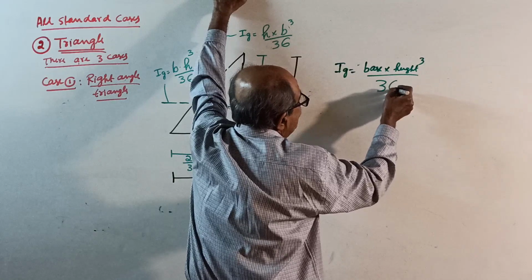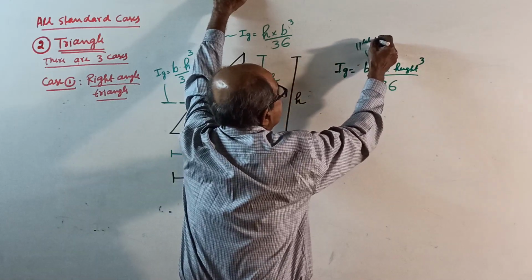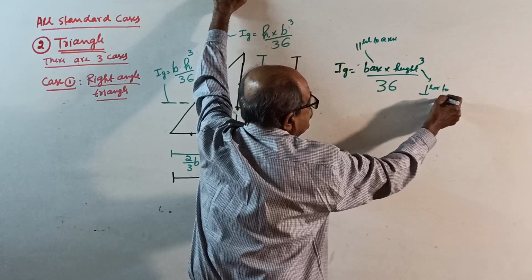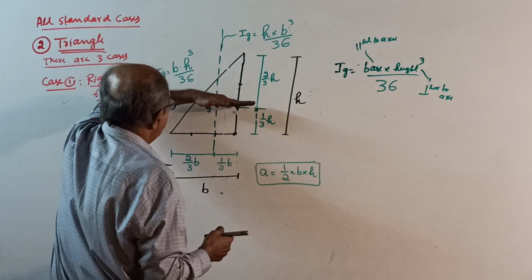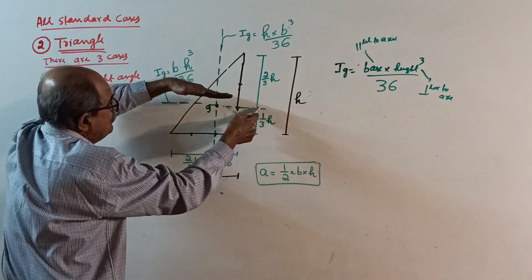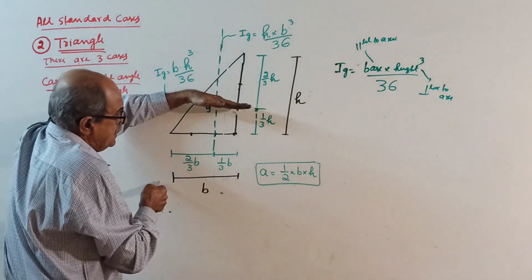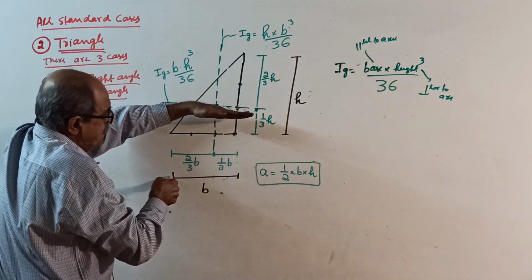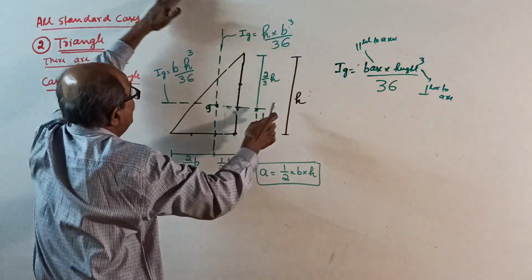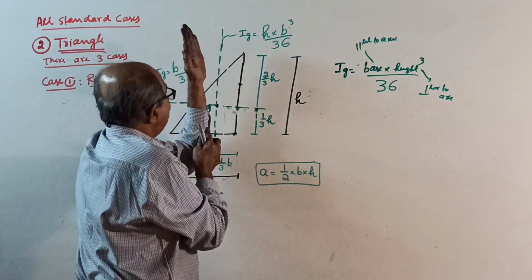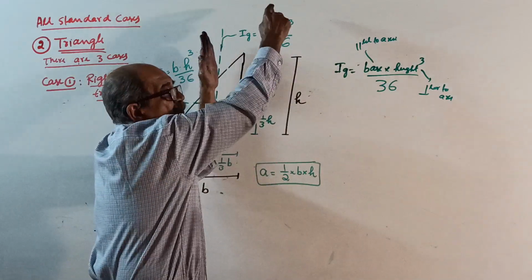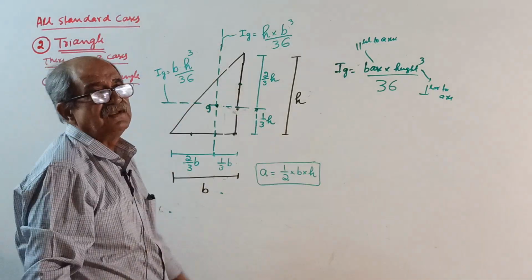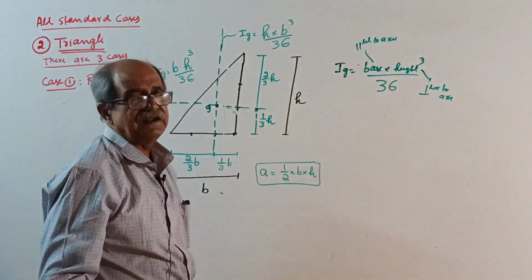by 36. Base is parallel to axis. Height is perpendicular to axis. See here, when you want I about this axis, parallel to axis is base B, perpendicular is H. So about this axis, it is B into H cube by 36. When you want about this axis, the parallel side is H. So H into base cube by 36. Okay, this is clear. That is for right angle triangle.